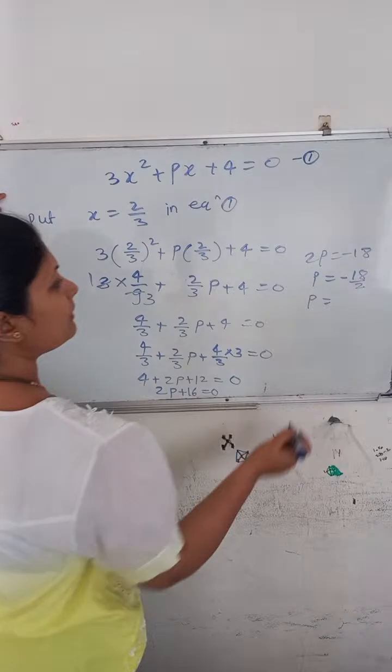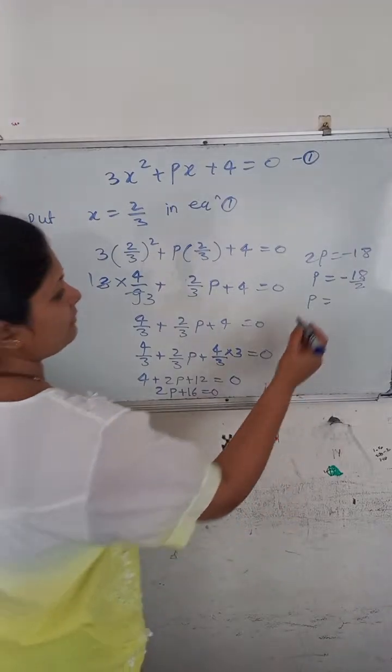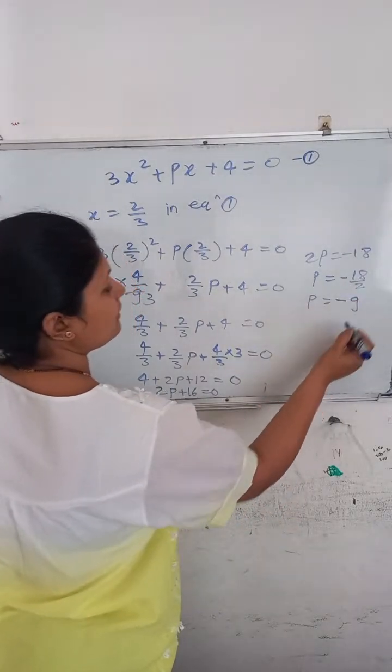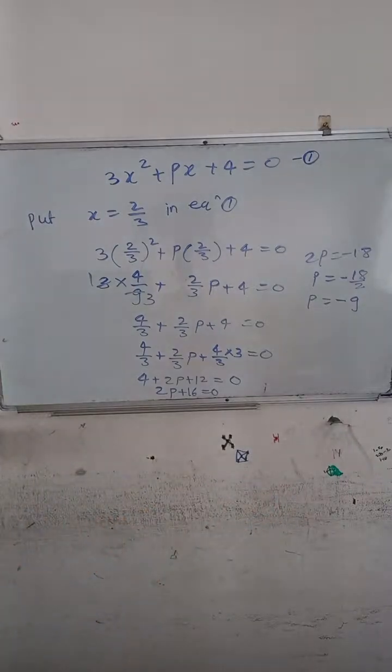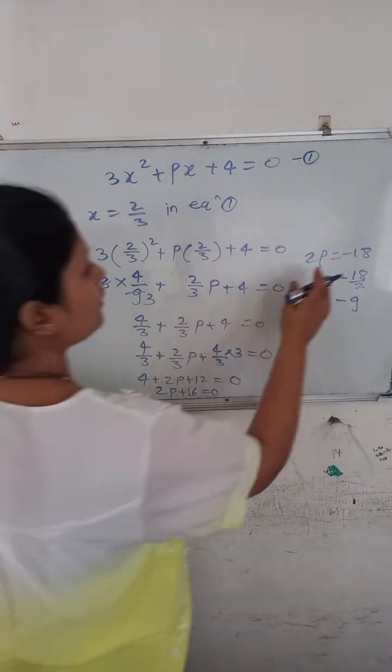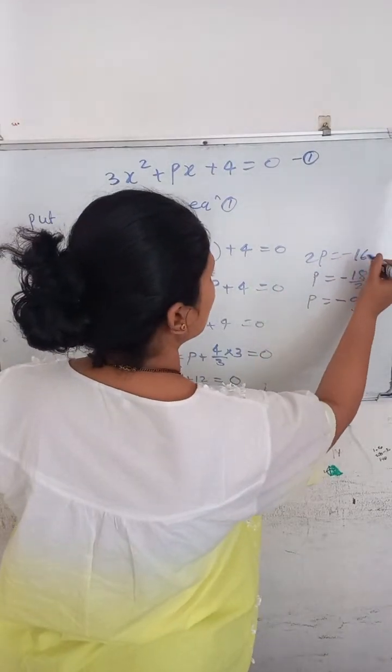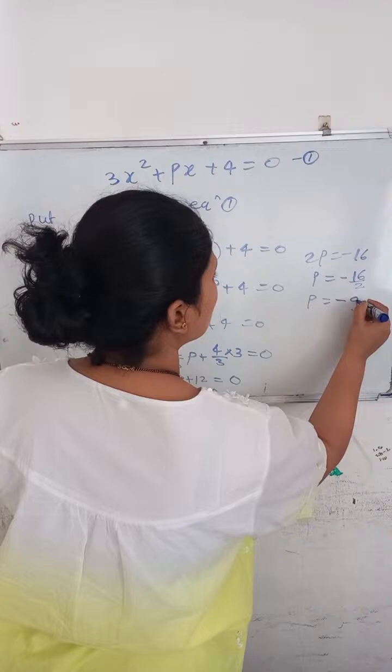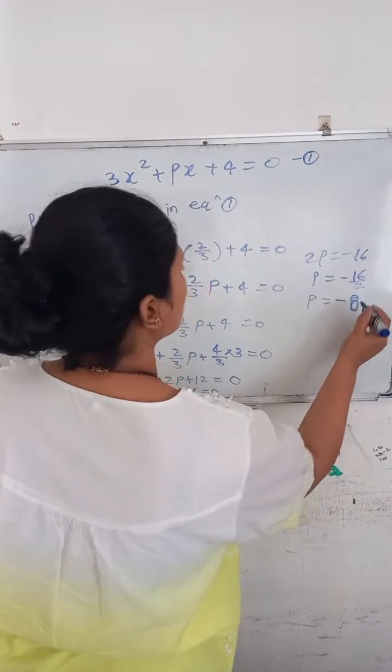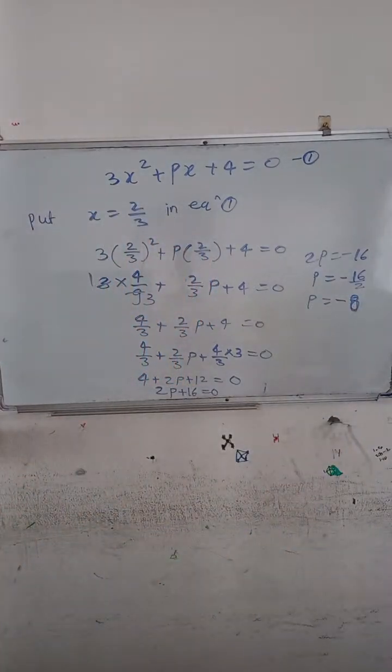So p is equal to minus 9. Check. Oh sorry, this is 16, no? Oh my god, this is 16. So 16, that means it is minus 8. P is equal to minus 8. Check. You got p as minus 8 or not? Yes Marwa, correct.